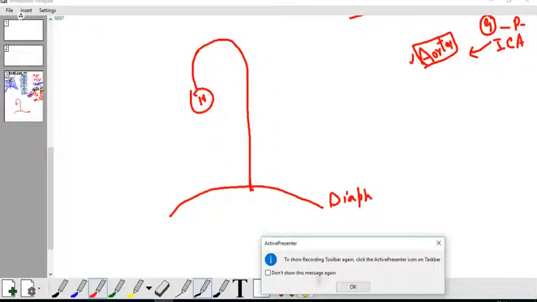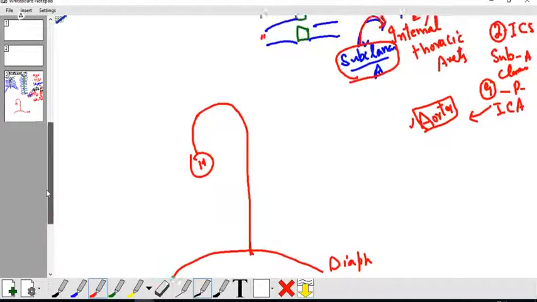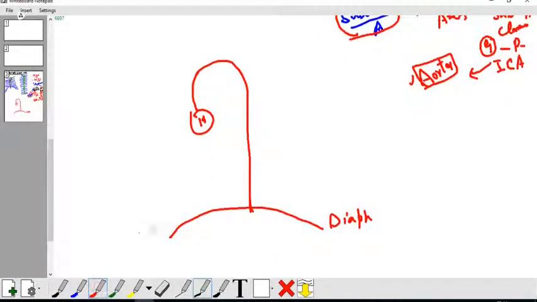This is the arch of aorta, this is the descending aorta, and this is the ascending aorta. The descending aorta gives small branches here. These branches go to the posterior intercostal spaces. These are the posterior intercostal arteries: 1, 2, 3, 4, 5, 6, 7, 8, 9. These are 9 pairs, on the right side and on the left side.